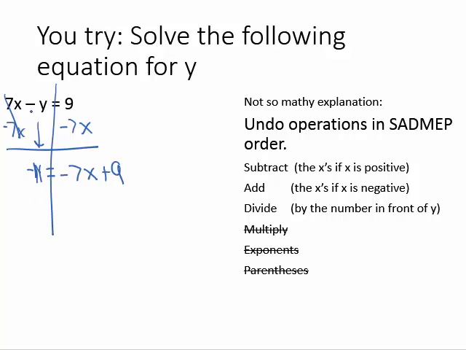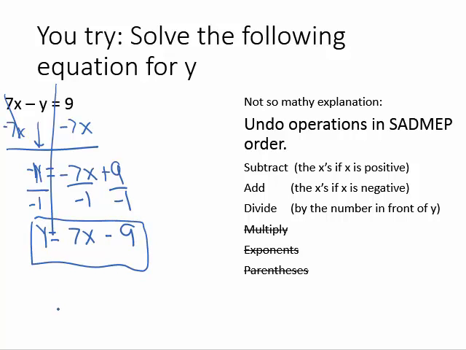So since there's a minus sign in front of it, we know it's a negative 1. So we're going to divide everything by negative 1, leaving us with y is equal to negative 7 over negative 1, leaves us with positive 7x. Plus 9 over negative 1 leaves us with negative 9. There was a shortcut to that problem when we had the step where it was negative y equals negative 7x plus 9. If you just switch all the signs, it gives you the same answer. y is equal to positive 7x minus 9.